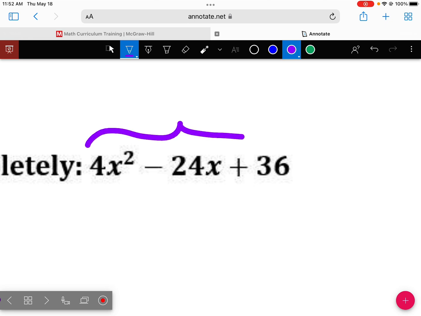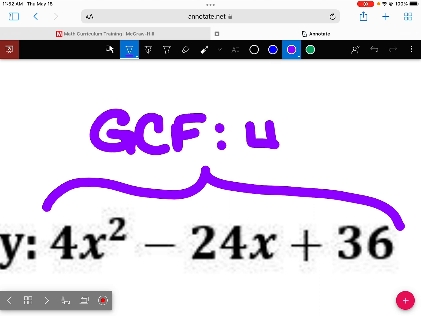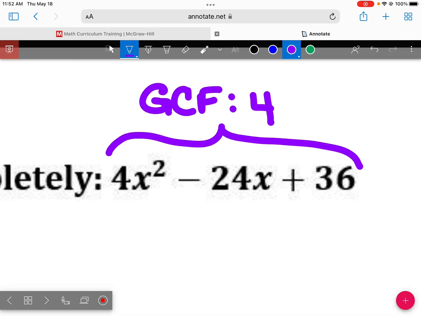What does the G in GCF stand for? Greatest common factor. So I need the biggest number that will go into all three of those. 4. Be careful when you're pulling out a GCF. 2 goes into each of those things too, but the G in GCF means greatest, biggest. I need the biggest number that goes into all of them. So I'm going to divide them all by 4.